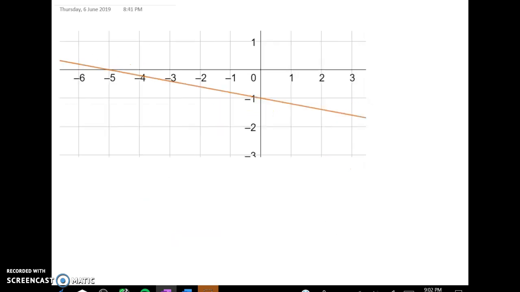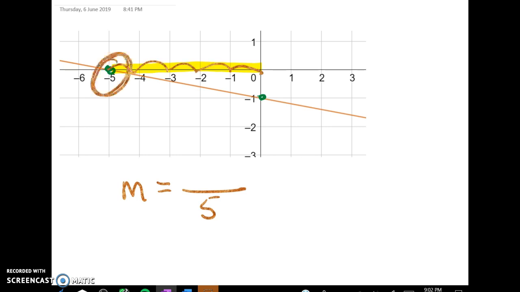Next one. Blobby points. Where are they? Here's one here, and here's one here. Draw in your triangle, and you can start doing your triangle mentally without drawing it in if you're getting really good, which some of you will be by now. So we've gone out. What have we got? We've got something over 5. Look, I've gone 1, 2, 3, 4, 5. Or you can see I've gone from negative 5 to 0, right? So that bit is 5. Here, I've gone down 1. So my gradient is negative 1/5.